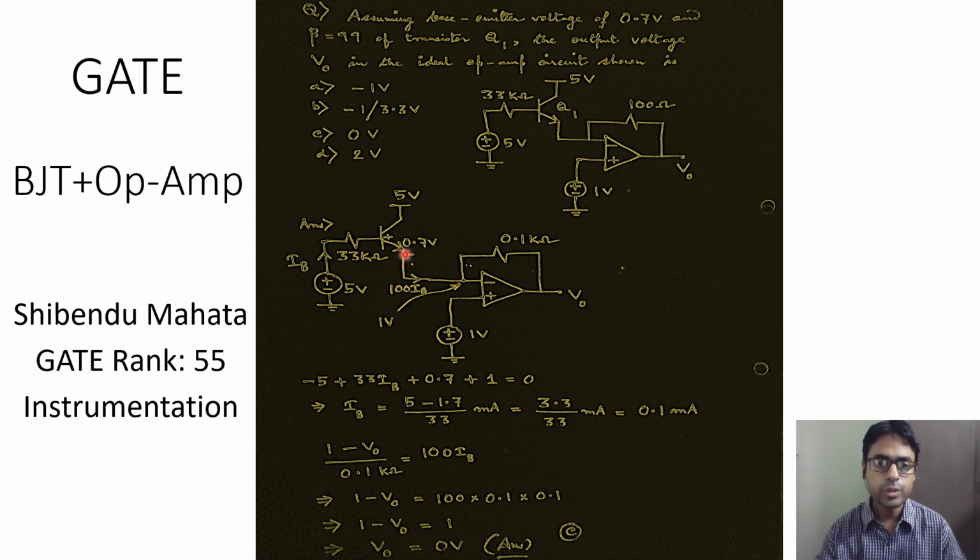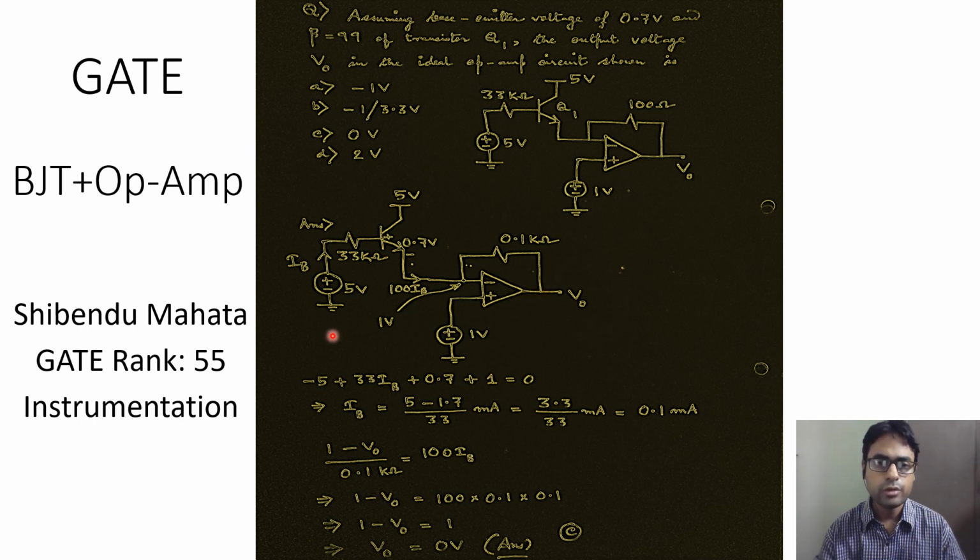Now note that this emitter current 100 IB cannot flow into the input terminal of the op-amp because this is an ideal op-amp and it offers infinite input resistance. And so this 100 times IB current will flow through this 0.1 kilo ohm resistance and then enter through the output terminal of the op-amp. So these are the basic considerations that we can make based on the information provided in the question, and our ultimate objective is to find the value of V0.